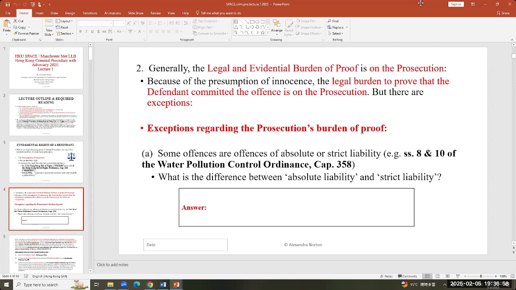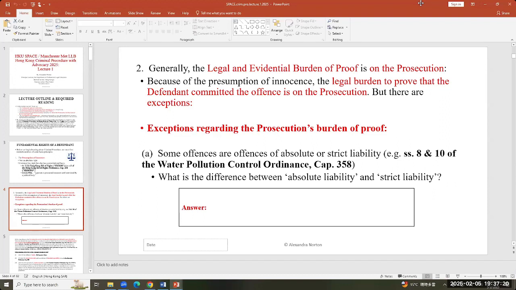But we have some exceptions, right? Because we have what we call offenses of absolute or strict liability. So if it's an offense of absolute liability, it means that the defendant is guilty just on proof that he did the guilty act, right? He performed the actus reus. That's what an offense of absolute liability is.